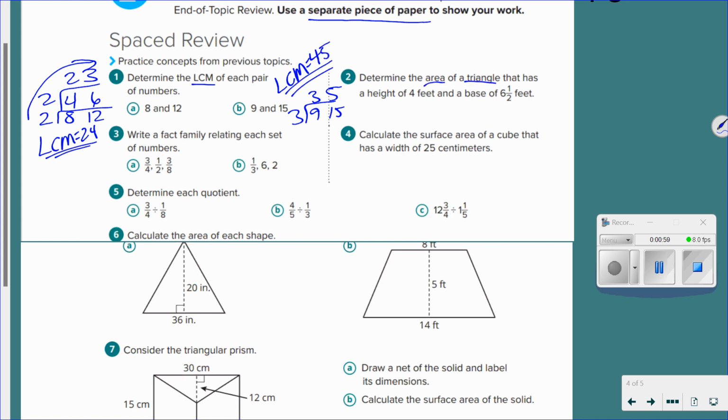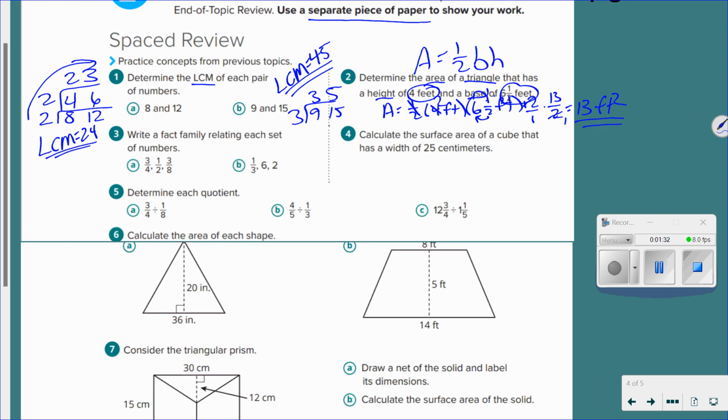Okay, area of a triangle, height 4 feet, base 6.5 feet. Start with your base formula, 1/2 the base times the height. Putting in the actual numbers, 1/2 times 4 feet times 6.5 feet. Half of 4 gives me 2. 6.5, I'm going to have to change into an improper fraction. So a slam dunk gives me 13 halves times 2 over 1. The 2's are going to cross out, gives me 13, and my unit is feet, so the area is 13 square feet. Please do not forget the units on your answers.